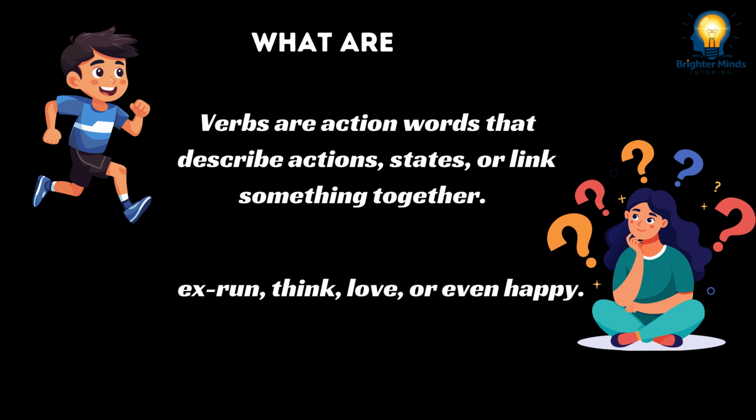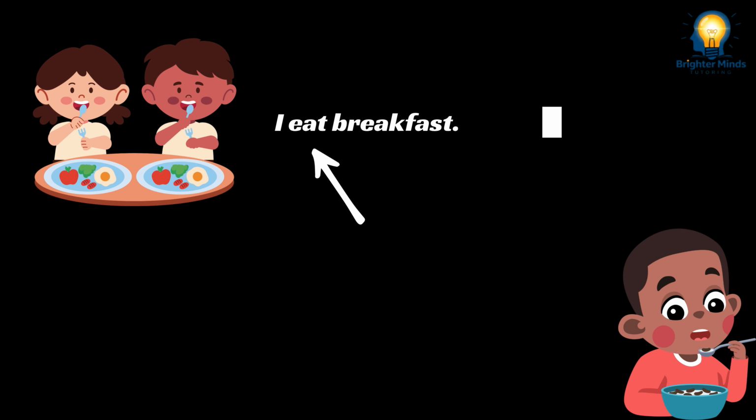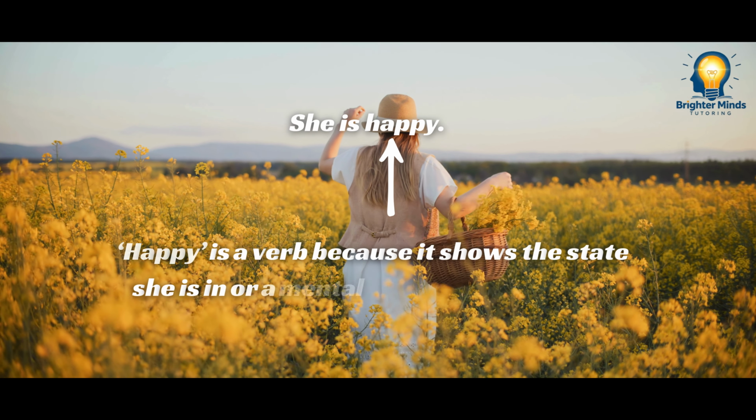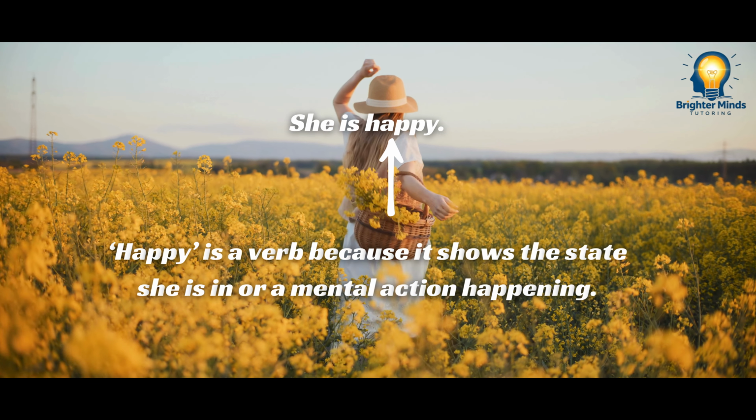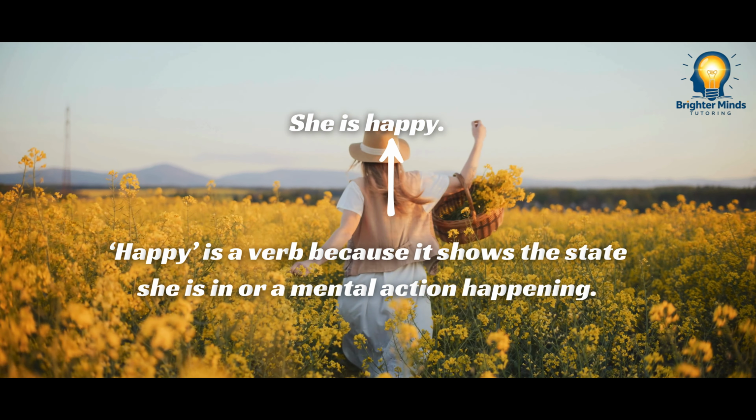So what exactly is a verb? A verb is a word that shows an action, a state of being, or something happening. Verbs tell us what the subject of a sentence does or is. For example, in "I eat breakfast," the word eat is the verb because it shows what I do. In "she is happy," the word is is the verb because it tells us the state she is in. Not what she does, but what she is.